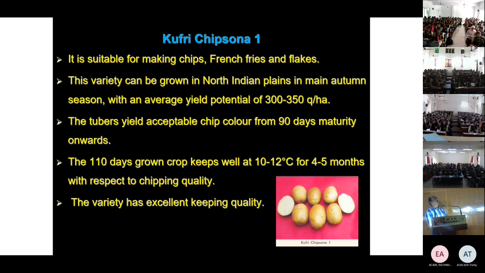Kufri Chipsona 1. The tubers give acceptable chip color from 90 days maturity onwards. The 110 days grown crop keeps well at 10 to 12 degrees for 4 to 5 months with respect to the chipping quality. The variety has excellent keeping quality.